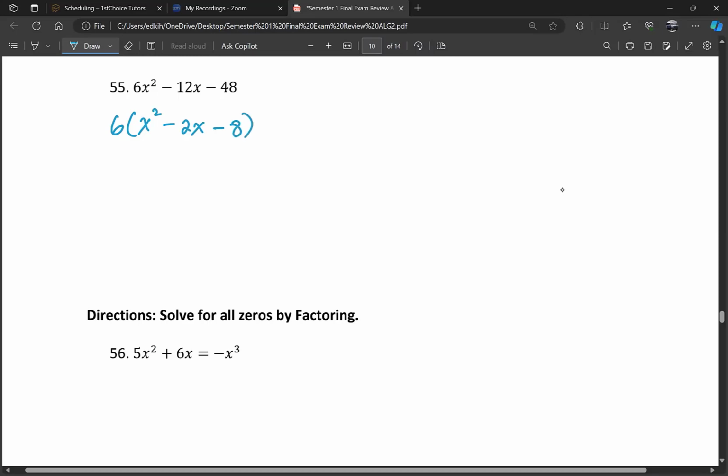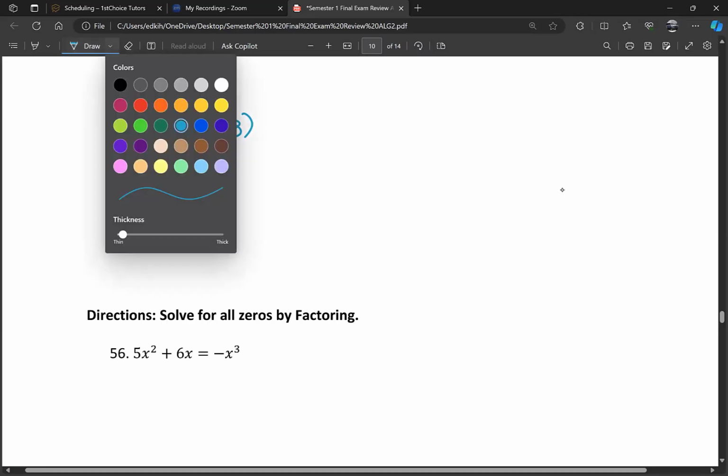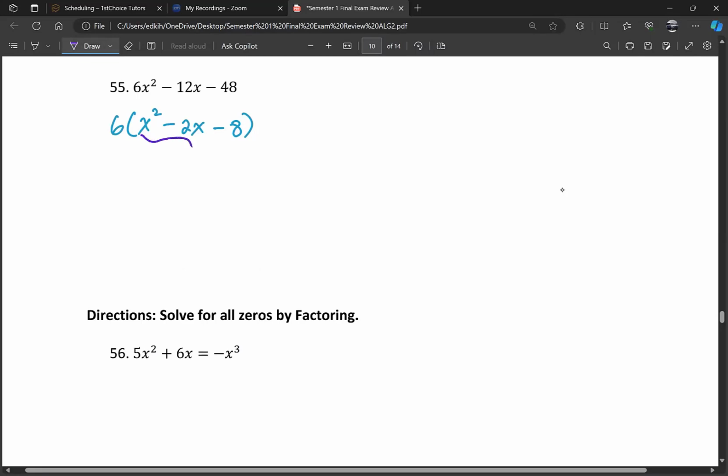8. And then you focus on what's inside of the parentheses. Oh, it's a trinomial and it's even. So this calls for the X method, folks. Product and sum. What multiplies to -8 and adds to -2? So if you've said 4 and 2, you're on the right track.